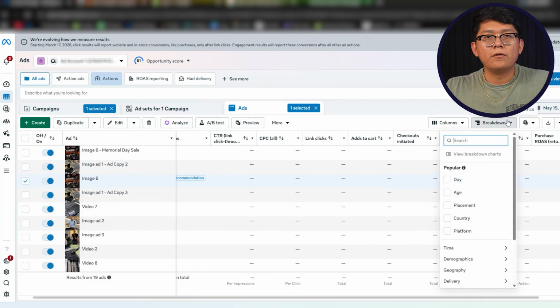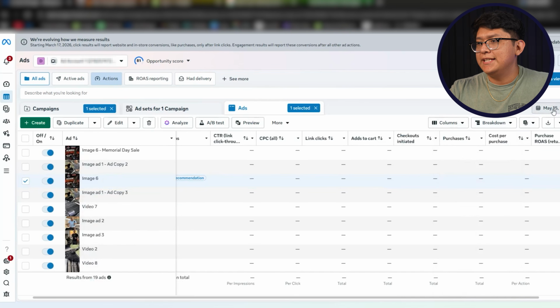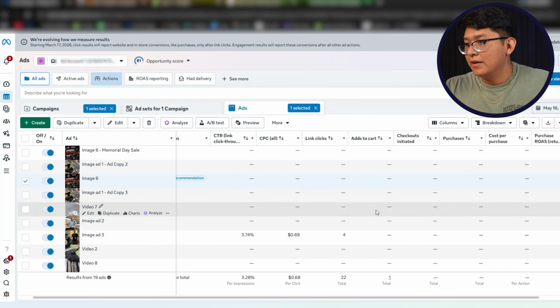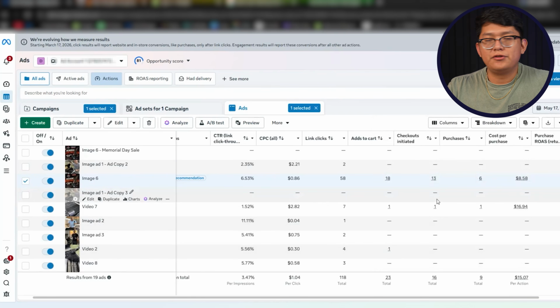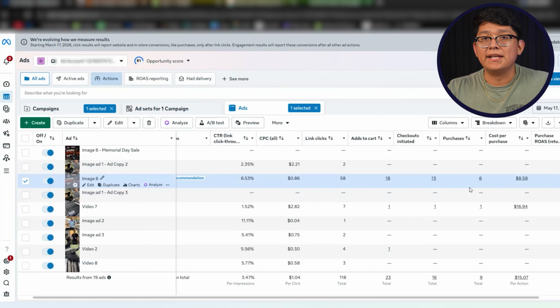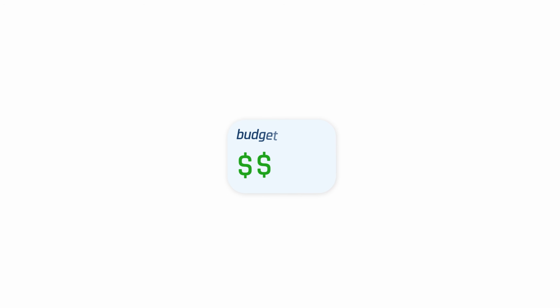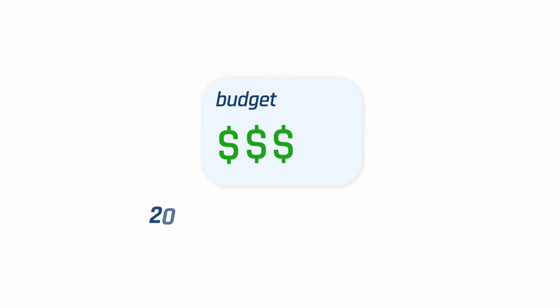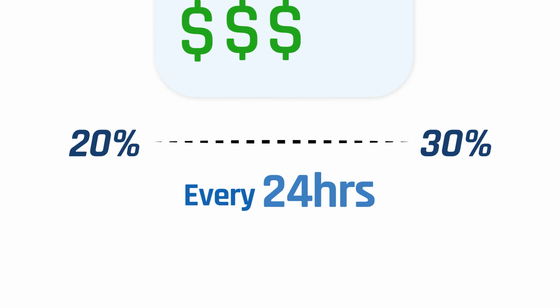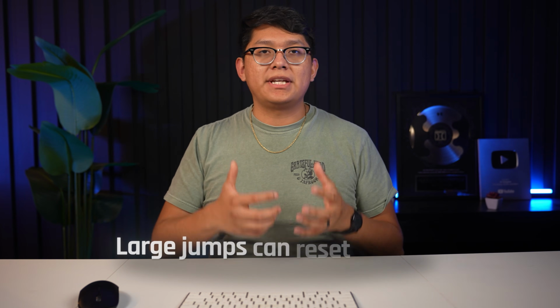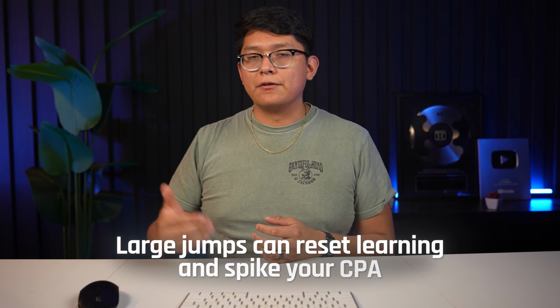So let me show you what stable scaling actually looks like inside of this campaign right here. I'm looking for 3 to 5 purchases a day, CPA at or below break even, and stable performance for at least 2 to 3 days, not one lucky day. Because one good day does not mean my system is stable. Now, once campaigns stabilize, we can vertical scale, meaning we can slowly increase that budget, usually around 20 to 30% every 24 hours. Because large jumps can reset learning and spike your CPA.